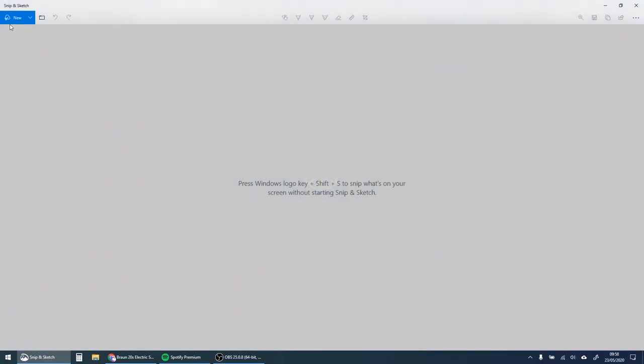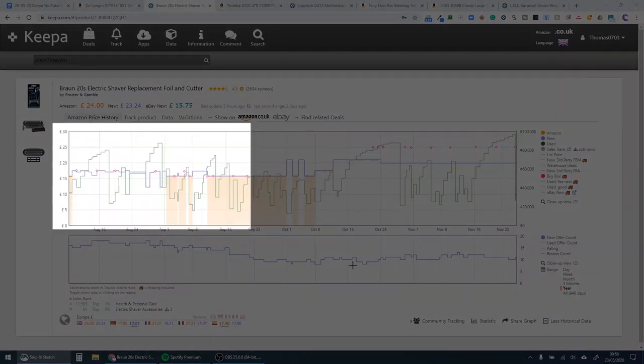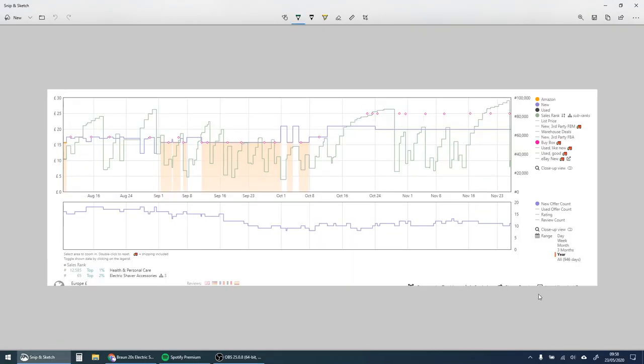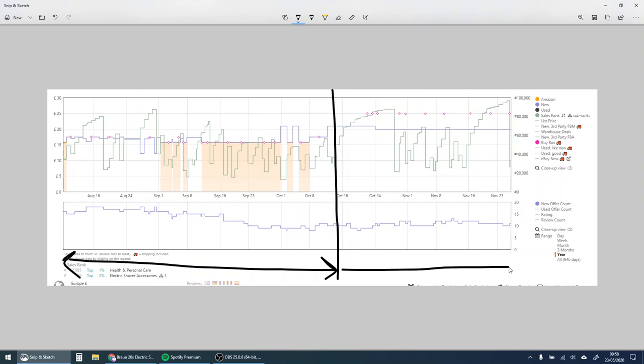So let's get my drawing tool out and take a snippet of this actual window and start breaking it down. The one thing I'm going to do is draw a line down here, straight down the middle, and we've got two sections. We've got this section from around August the 15th through to October the 8th, and another section over here, from October the 8th through to November the 24th.